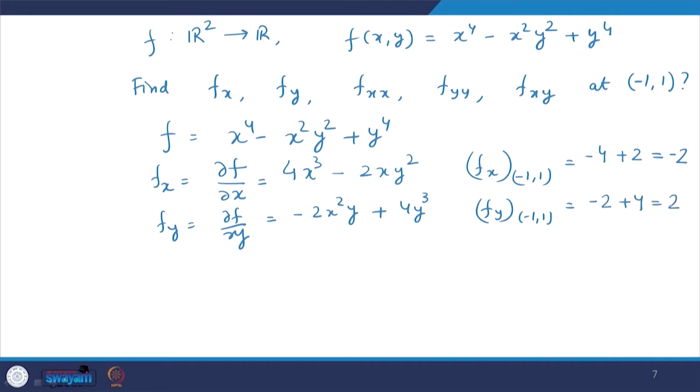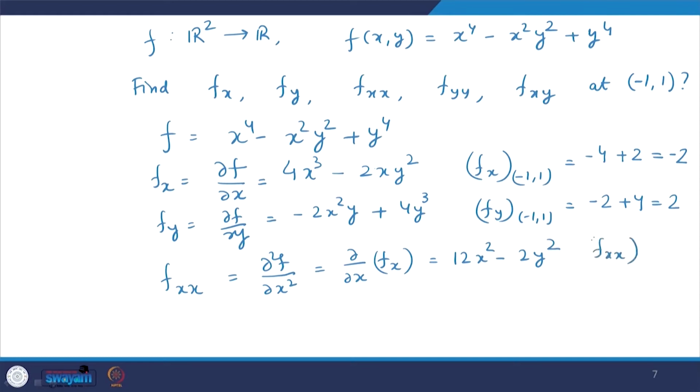So, it is 2. Now, suppose you want to compute f x x. What will be f x x? It will be the second derivative of f with respect to x, which is del by del x of f x. f x we have already computed, so again differentiate partially with respect to x. That means 12 x square minus 2 y square. Now, put x equal to minus 1, y equal to 1. So, the value of f x x at minus 1, 1 will be equal to 10.